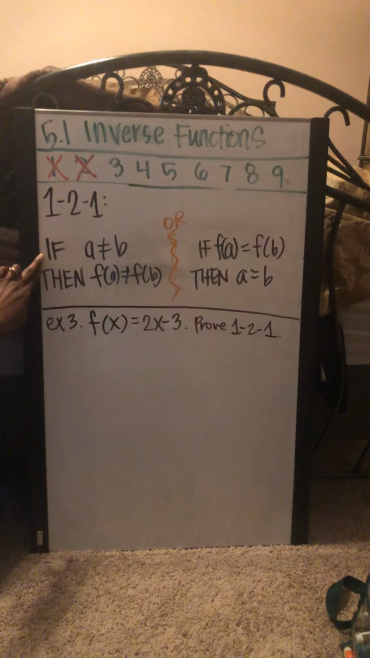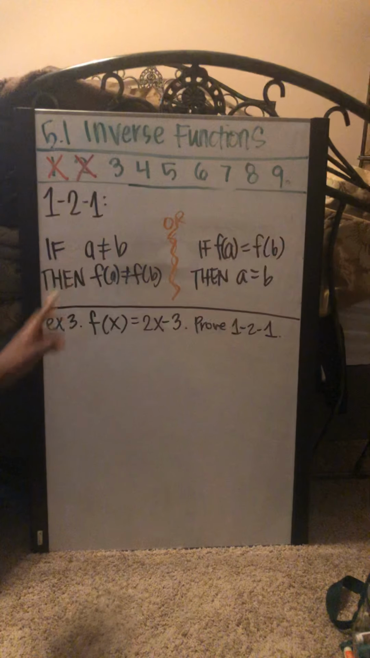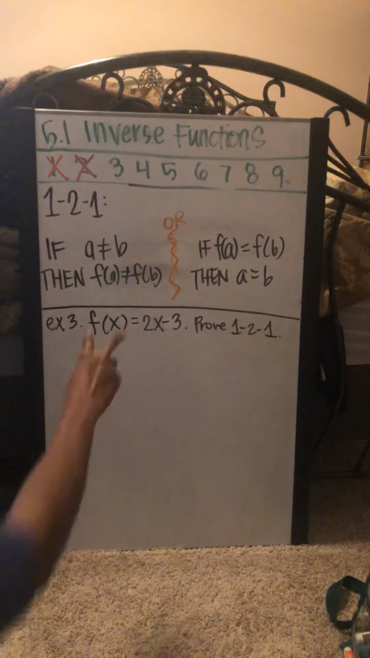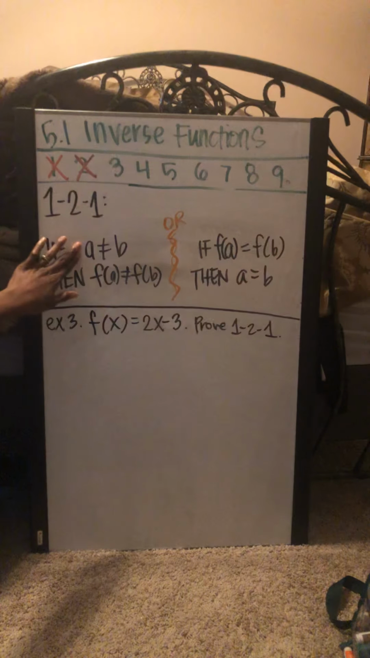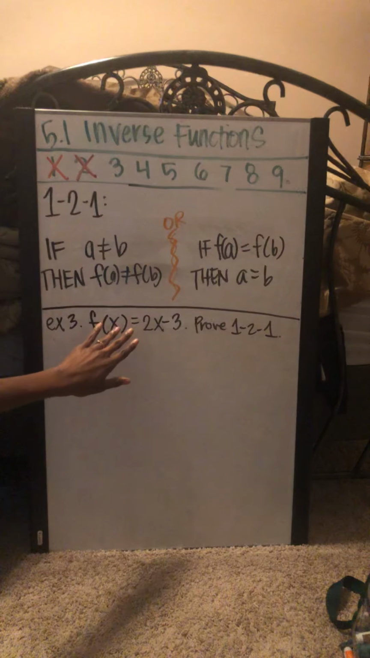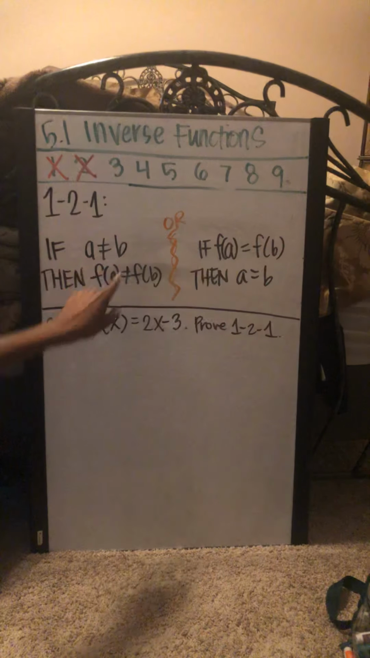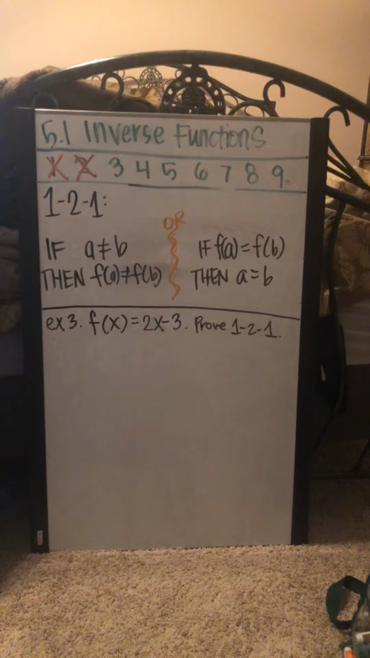To be 1 to 1 means, we talked about if-then statements, okay? When you have your if-then statements, you always start with the if, and then you manipulate your if to equal the then. You can't just write the then. That doesn't work like that. So you start with the if, and if you can manipulate it to look like the then, you have it, okay? So if a does not equal b, then f of a does not equal f of b. That means that it's 1 to 1.